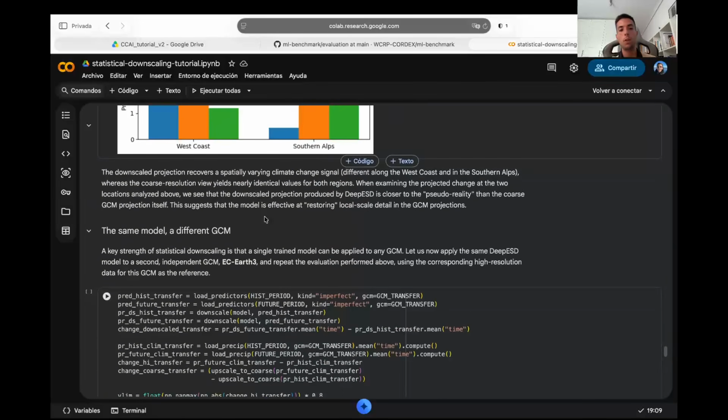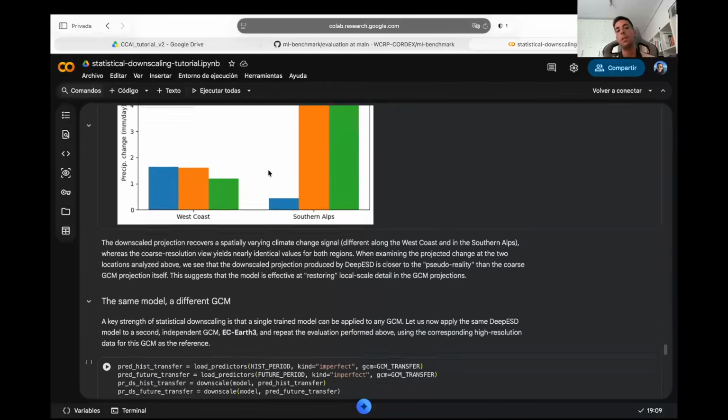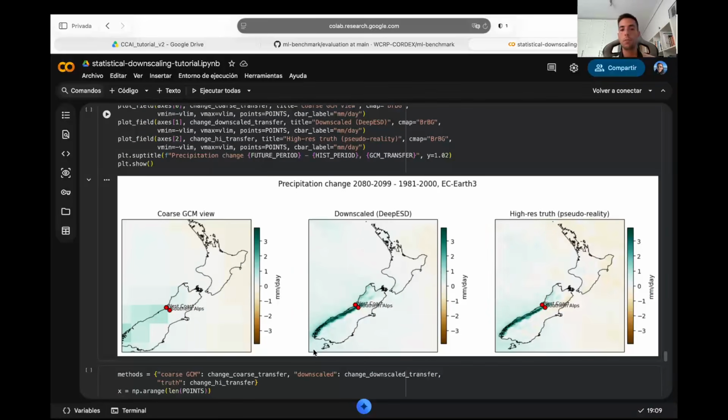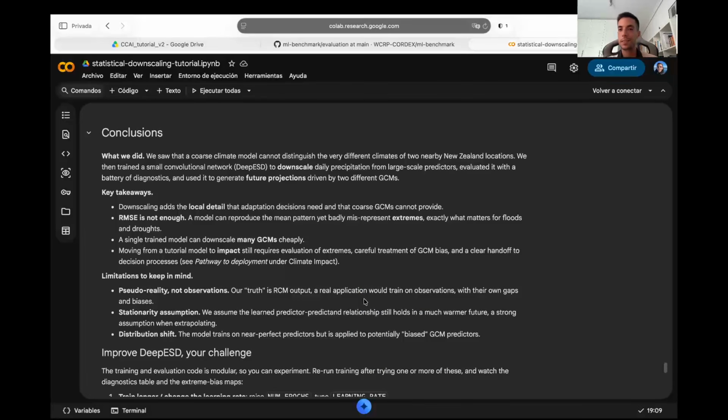And in the next section, I do the same as I have done here, but with a different GCM, just to show that, given a different GCM, we are able to generate the proper high resolution precipitation simulation. So that's the idea of statistical downscaling. Again, this video is an overview. It is not expected to be as complete as the notebook, but I would say that it serves as a good introduction to the notebook.